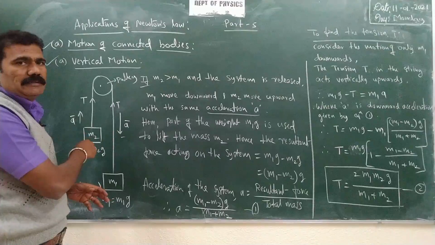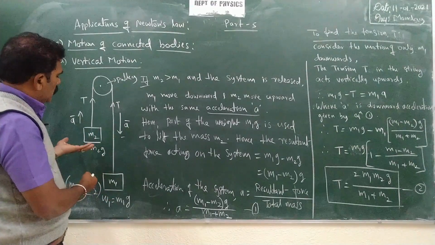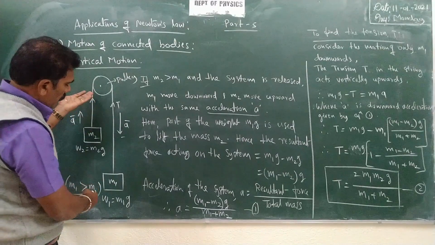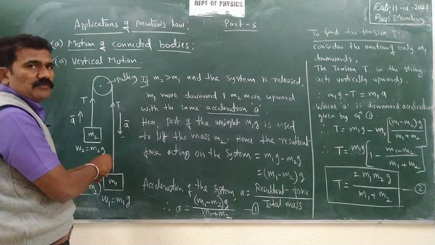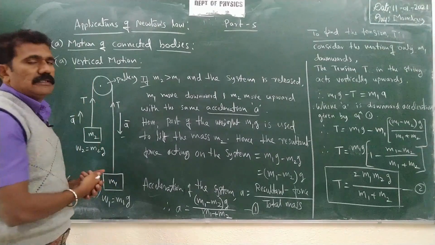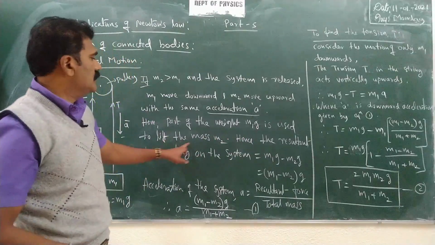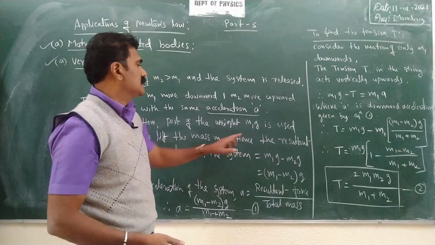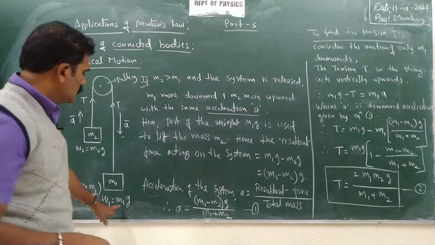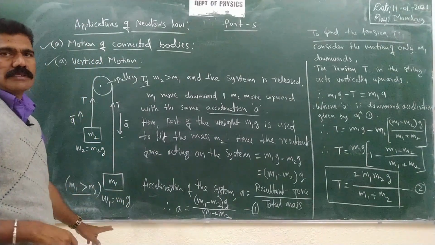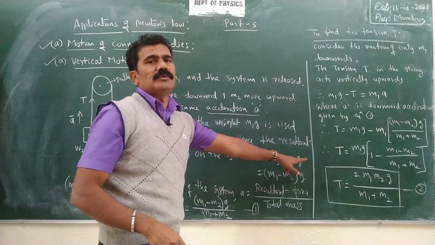What is the weight of M2? Its weight is given by M2 into G, so it is being pulled downwards by M2G, and M1 is using part of its force to lift the mass M2. Part of the weight M1G is used to lift the mass M2. Clear? Hence, the resultant force acting on the system is M1G, since it is moving downwards, minus M2G, which is lifting up. So M1G minus M2G.